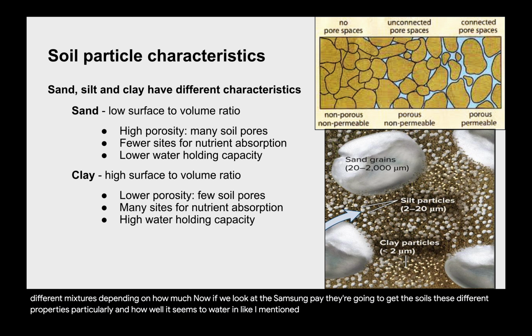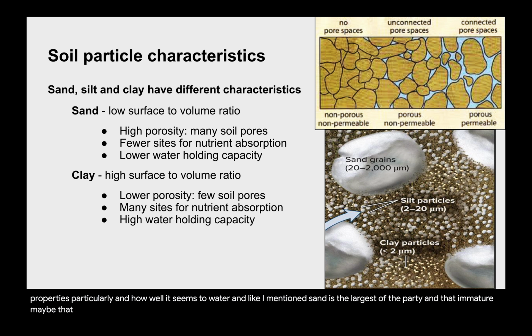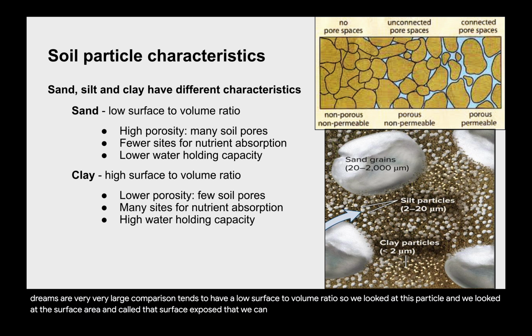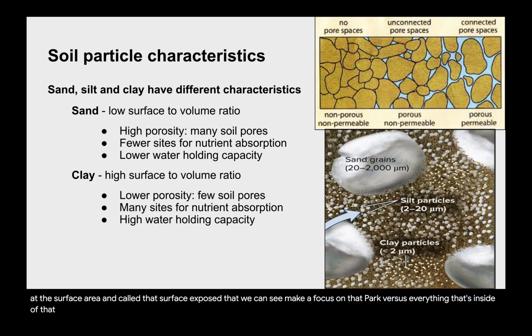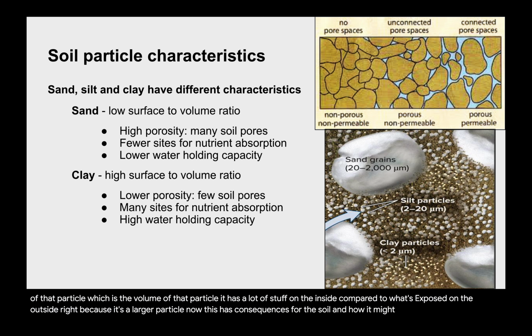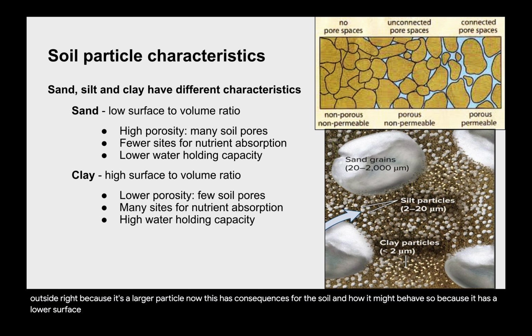Like I mentioned, sand is the largest of the particles. In this image, you can see that these sand grains are very, very large compared to the other grains. Sand tends to have a low surface to volume ratio. If we look at this particle, all the surface that is exposed, that we can see from the outside of the particle, versus everything inside of it, which would be the volume of that particle, it has a lot of stuff on the inside compared to what's exposed on the outside, because it's a larger particle. This has consequences for how the soil behaves. Because it has a lower surface area, there are fewer sites for nutrients to be held onto by that soil particle.